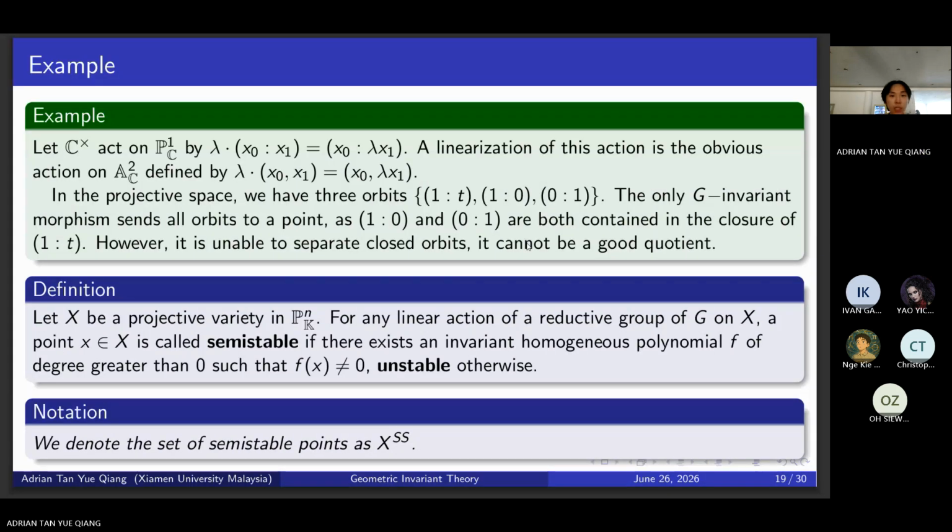So let's have another example. This shows that sometimes in projective space it doesn't work.